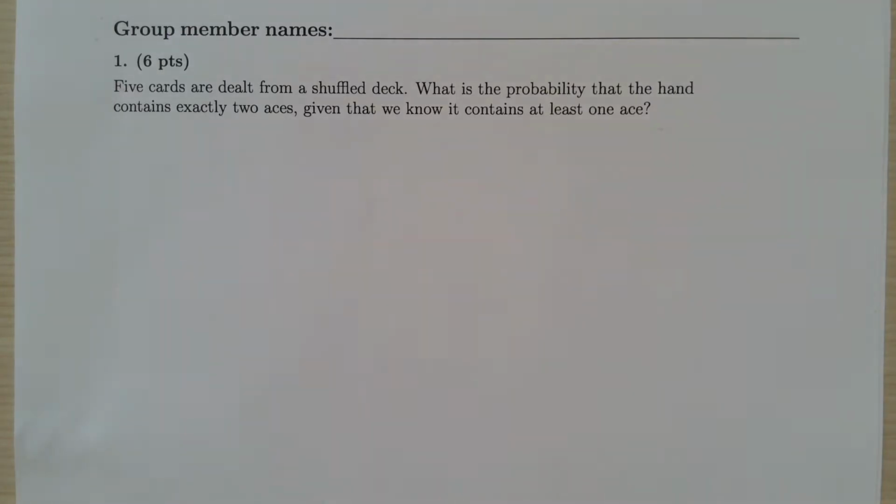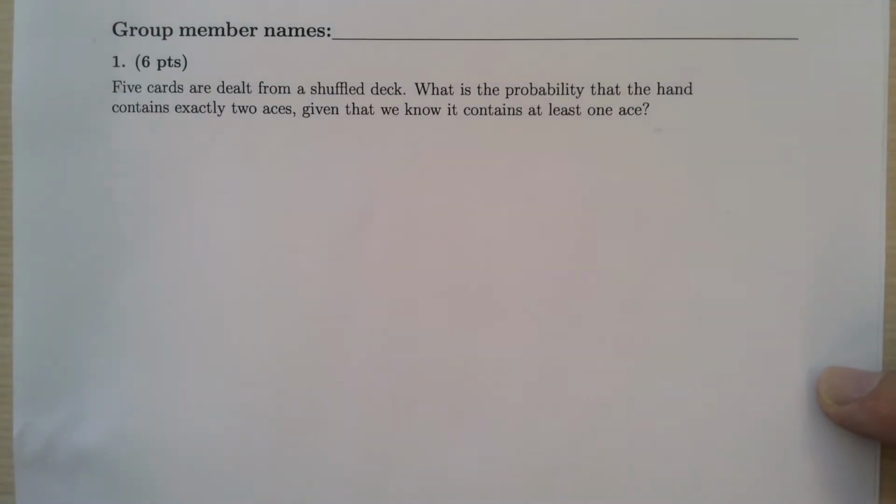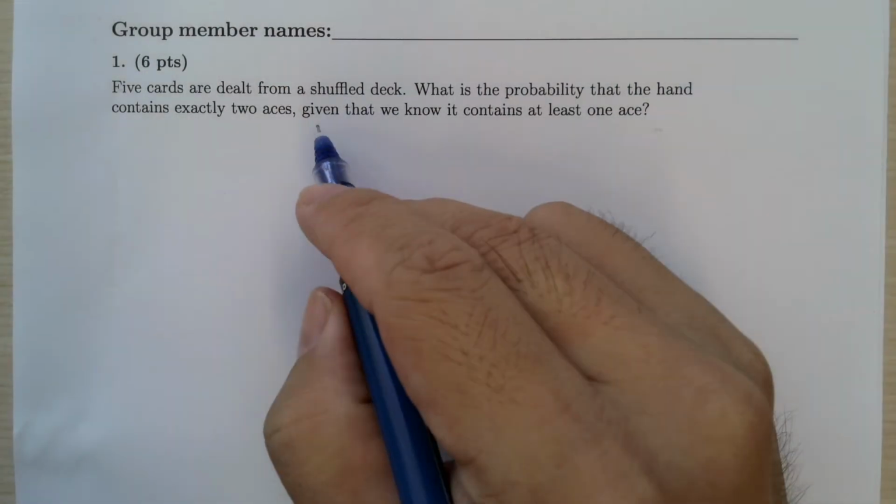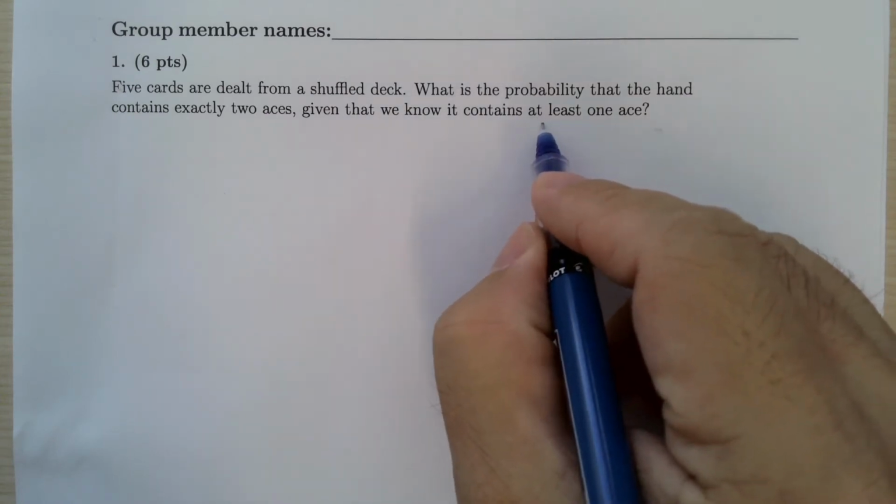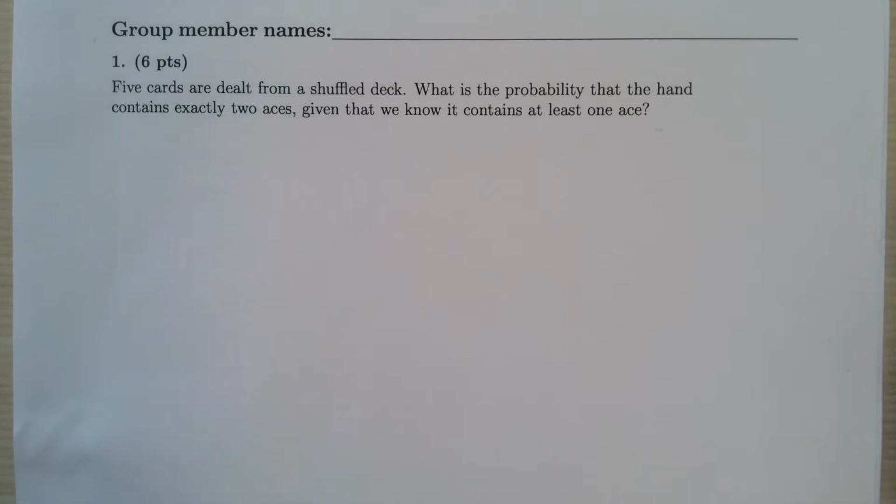Okay, so now let us look at this example. 5 cards are dealt from a shuffled deck. What is the probability that a hand contains exactly 2 aces, given that we know it contains at least 1 ace? Okay. So when we read this sentence, given that we know it contains at least 1 ace, we know that this problem is going to be a conditional probability problem.